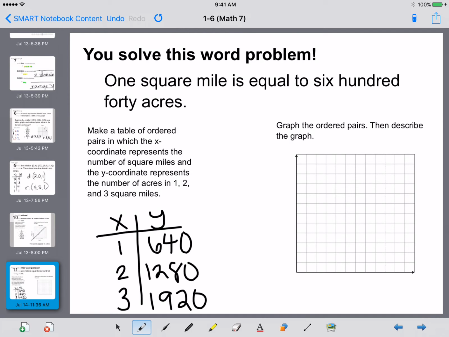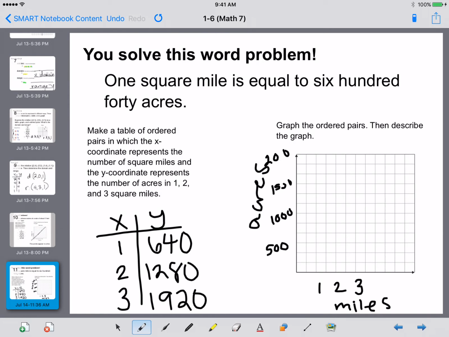Now when I'm going to graph this, my x's are going to be 1, 2, 3. I'm just going to count up a little higher, and that's miles. And over here we're going to have acres. And we need to go up by way bigger numbers. So let's go up by 500. I'm going to go up 1, 2, 3 more. It'll be at 1,000. 1, 2, 3 more, 1,500. 1, 2, 3 more.